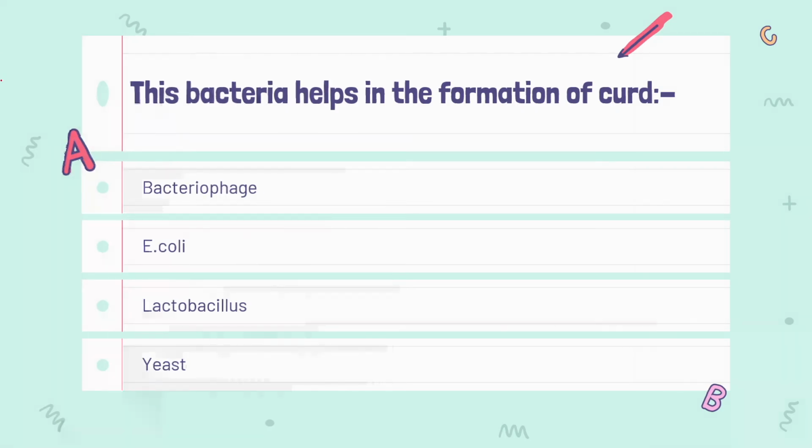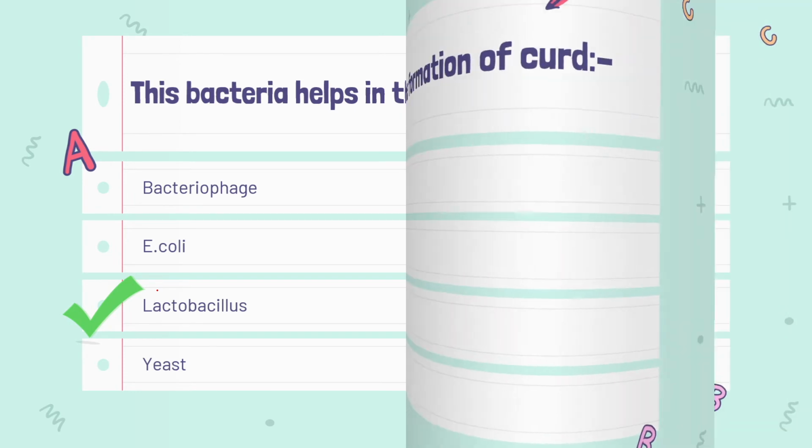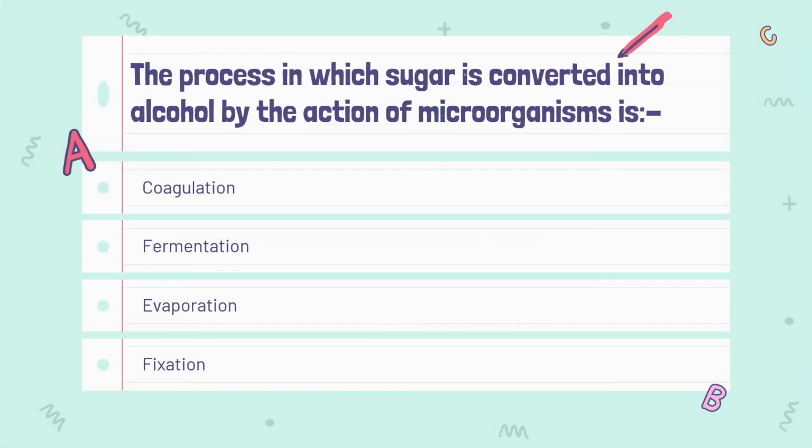Okay, this bacteria helps in the formation of curd. I told you this in the first video of MCQs. So it is Lactobacillus. Okay, the process by which sugar is converted into alcohol by the action of microorganisms. I taught you this with the help of an activity in which you add this and that, and ta-da! Something happened, which is called fermentation. This is what fermentation is.